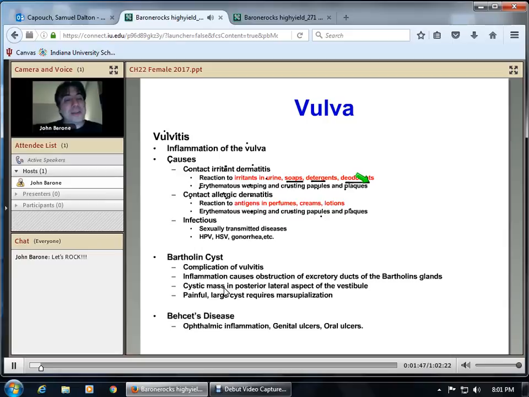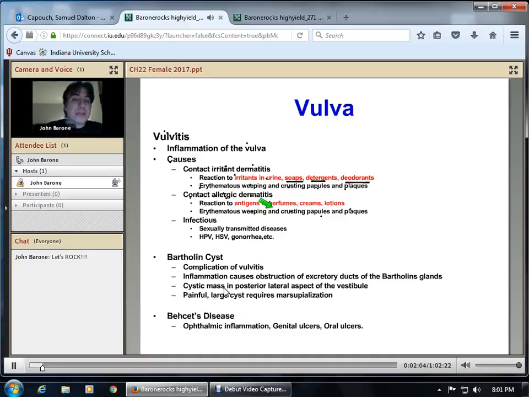It's some sort of irritant. So whenever a woman comes in and says, "Doctor, it's red, irritated, I don't know what's going on," the first thing you ask is, are you using any new soaps, any new detergent, new laundry? You always want to go through the list of things that could be contact irritants.